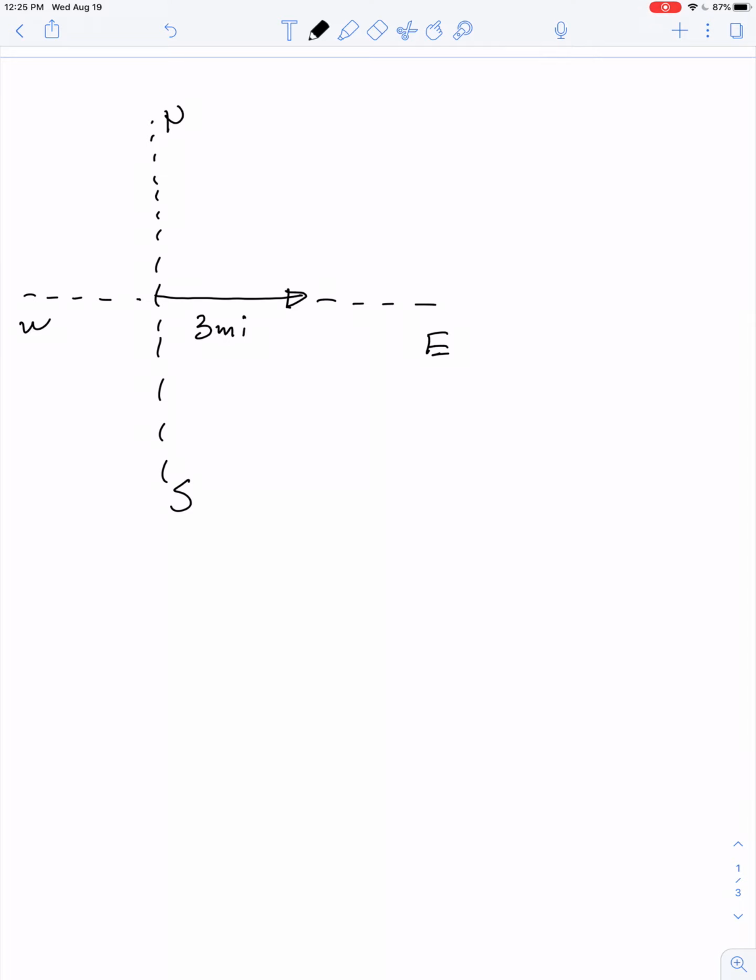And you walk 3 miles to the east, and then you stop, take a little bit of a break, and then carry on and travel 4 miles to the north. And let's say that whole journey took 1 hour. Well, what's your average speed?